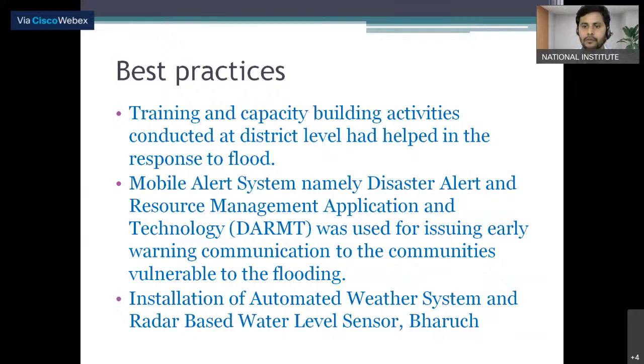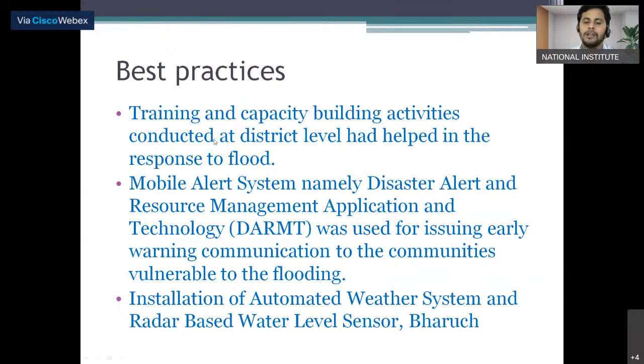When there is a release of water from certain dams, they give an alert to those representatives saying that this much water is released from this dam, and this will lead to flooding in these areas. So they get the alert warning and can prepare to move to evacuation, or some kind of action can be taken prior to the floods.